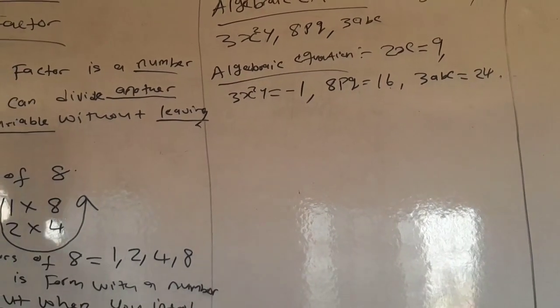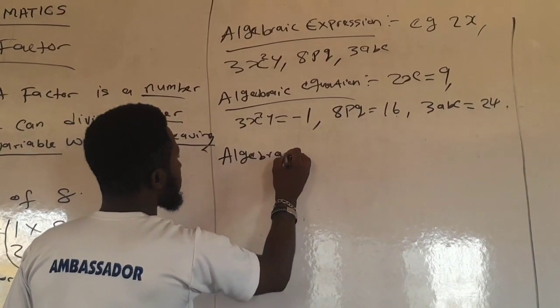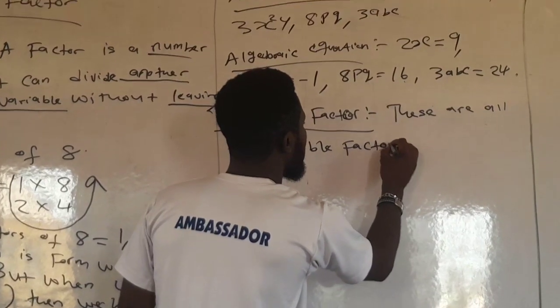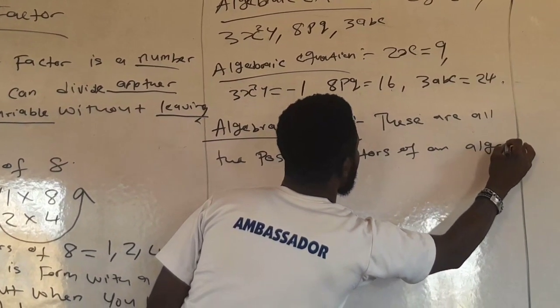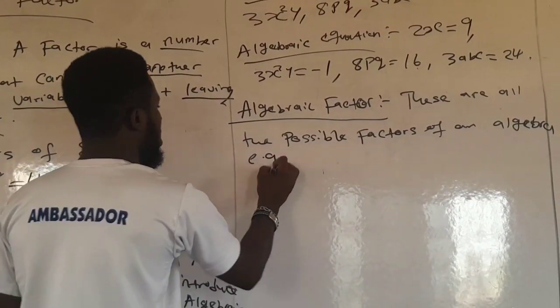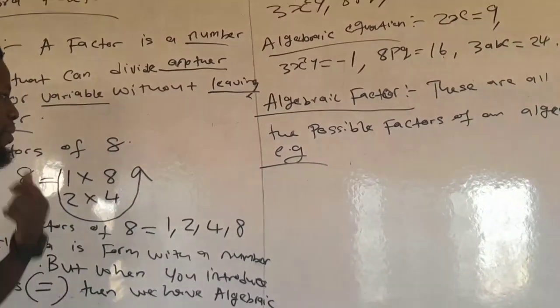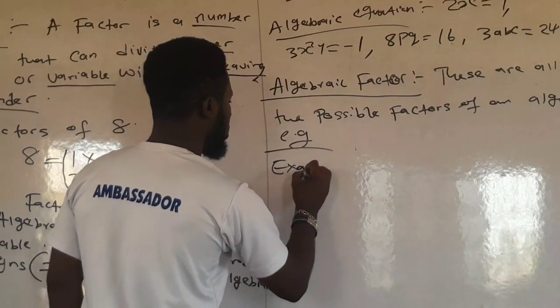Now, to what we call algebraic factors of an algebra. So let's now see how to solve it. Example 1.